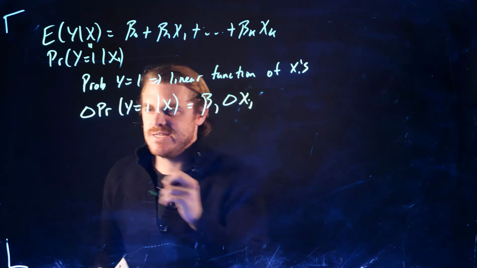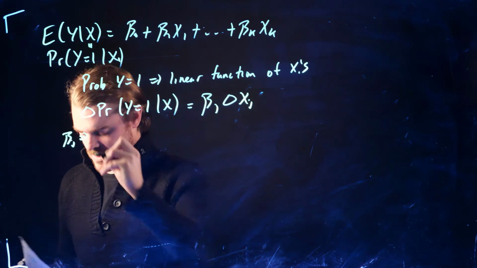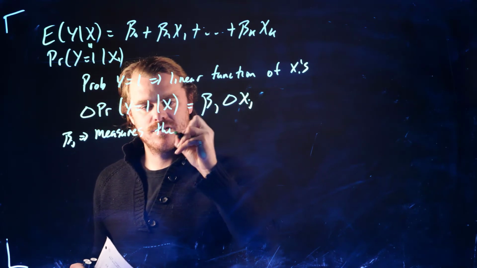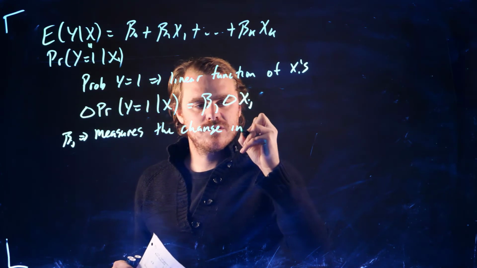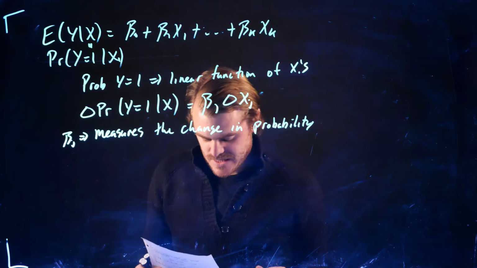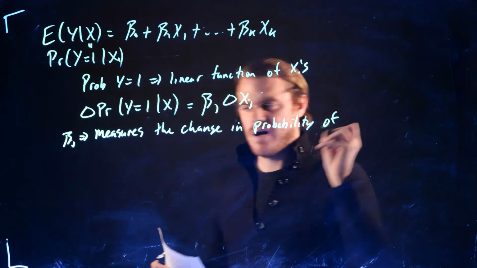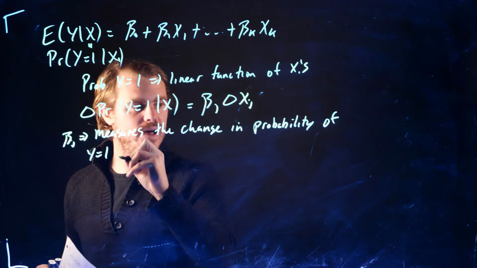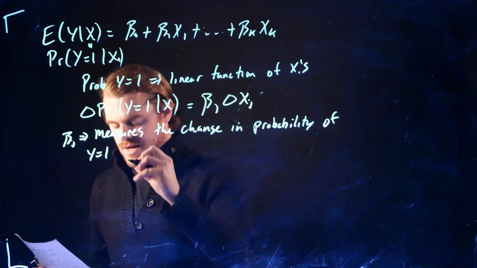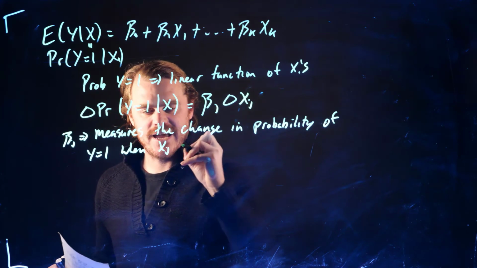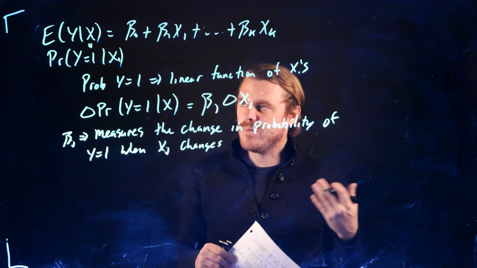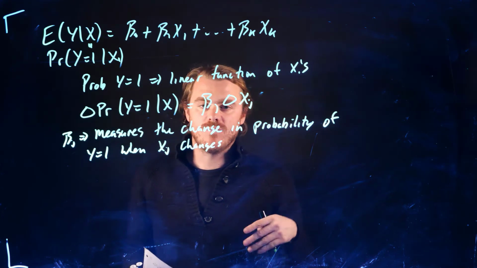So now these beta j's measure the change in probability of y equals 1. So it's the change in probability of y being equal to 1 when xj changes. So it's about this change in probability of seeing y being equal to 1.